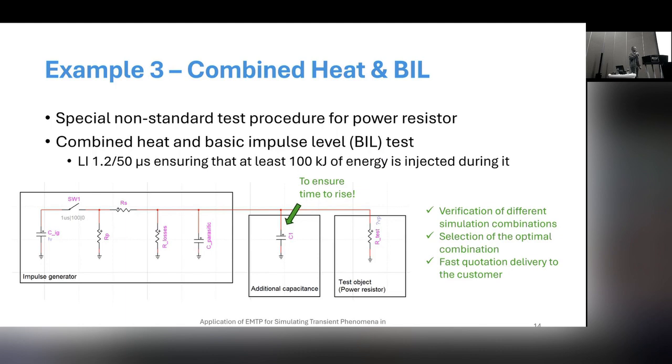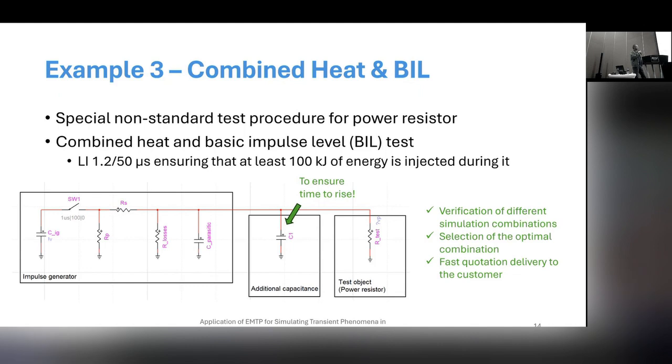Third example is also in the planning stage to develop the test. It is related to the special non-standard test which is carried out on power resistors used in HVDC substations. So in this test, we need to do combined heat and basic insulation level test, which means that we basically need to put 1.2/50 lightning impulse on power resistor, but we need to ensure that during this impulse at least 100 kilojoules of energy is injected, which means that we need to introduce some capacitance in the test circuit to increase the rise time. So we did verification of different simulation combinations for this test, and we selected the optimal combination.